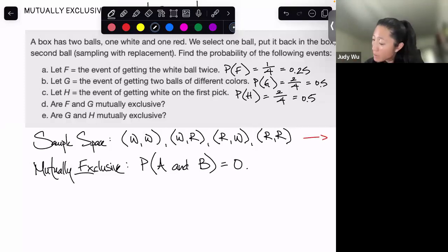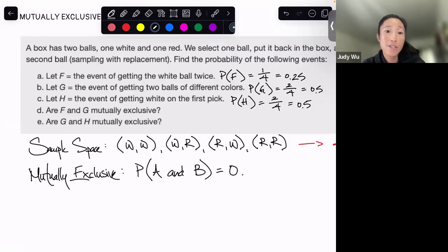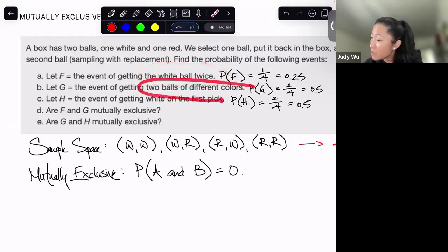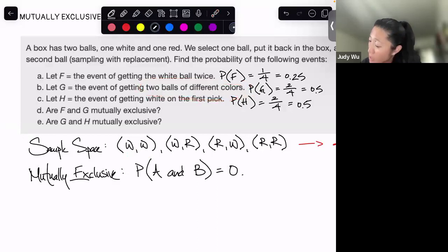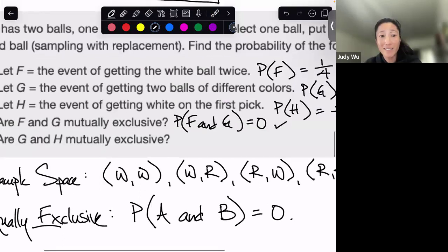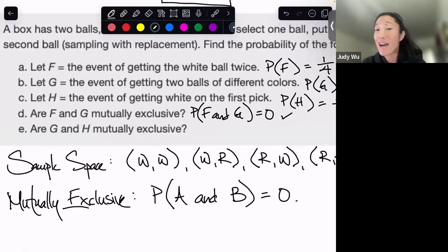Okay, so let's take a look at question D. It says, are F and G mutually exclusive? In other words, can I get the white ball twice and get 2 balls of different colors? Well, let's think about that. If I'm getting the white ball twice, I'm getting 2 of the same color. I'm not getting different colors. So in this case, the probability of F and G is 0. So yes, they are mutually exclusive events. I can't pick a white ball twice and get 2 balls of different colors at the same time.